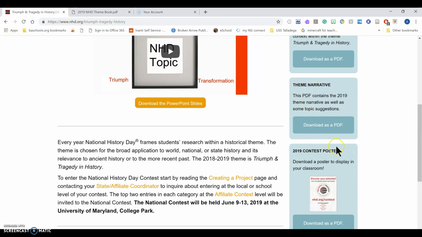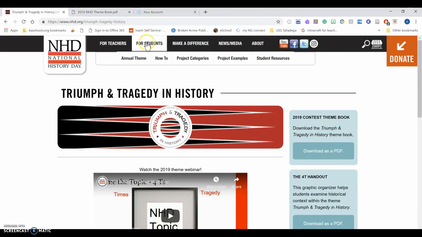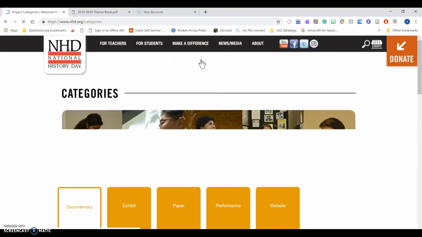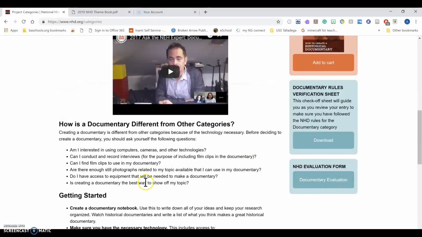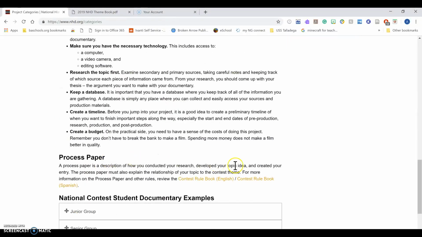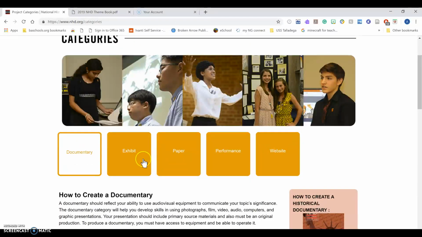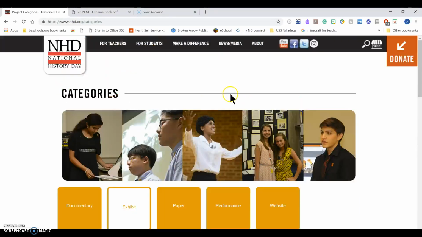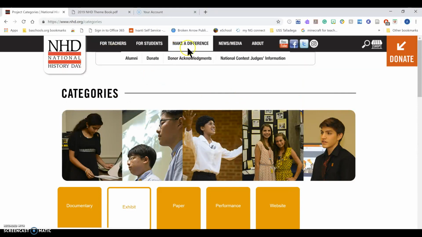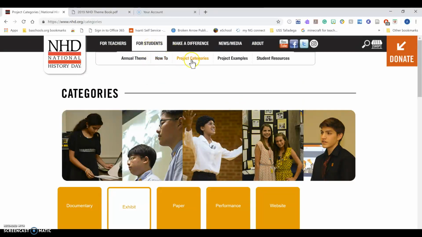And they also have a theme narrative. They have resources for students about the annual theme and how-to project categories, project examples. So with the project categories, it gives you specific how to create a documentary, different things like that, getting started, and the process paper. This shows you how to create exhibit and so on. So it's just very helpful. This website is very helpful when you're doing your project.